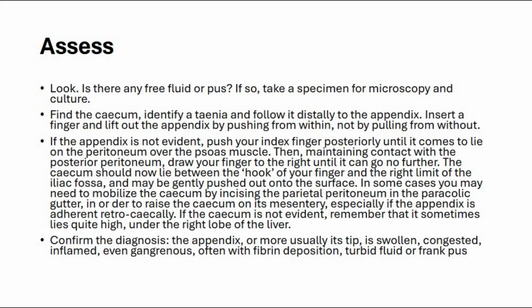Find the cecum, identify a tinea and follow it distally to the appendix. Insert a finger and lift out the appendix by pushing from within, not by pulling from without. If the appendix is not evident, push your index finger posteriorly until it comes to lie on the peritoneum over the psoas muscle. Then, maintaining contact with the posterior peritoneum, draw your finger to the right until it can go no further. The cecum should now lie between the hook of your finger and the right limit of the iliac fossa, and may be gently pushed out onto the surface.